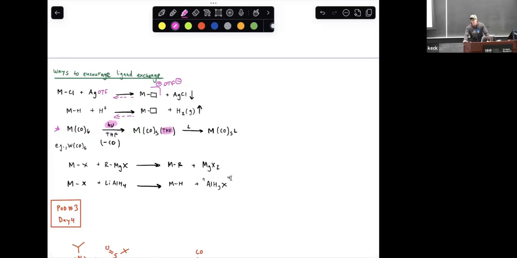Does anyone want to hazard a guess as to what irradiation with light could be doing in this type of metal carbonyl complex? Amy, you had a reaction. It just dissociates CO. Yeah, it's a photo-induced ligand dissociation, but let's get into the electronic or orbital considerations for what might be happening there.